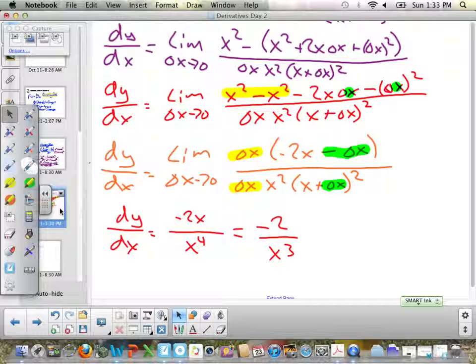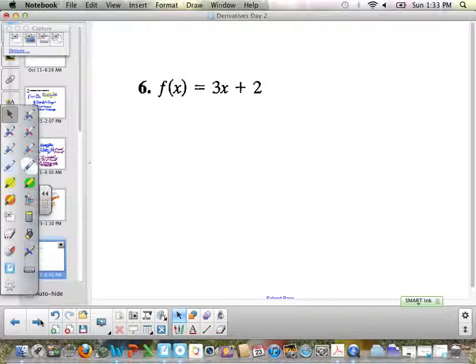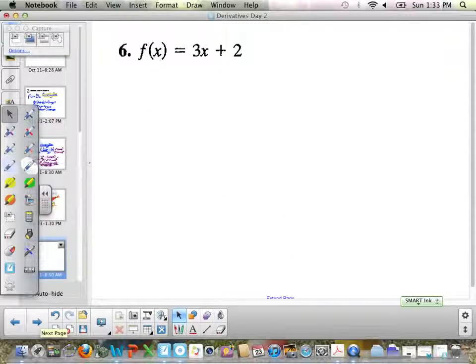Now let's try another one. This one's substantially easier. If you think about it, you should be able to get it by looking at it. Because what does the derivative find? It finds the slope of the function. Right?